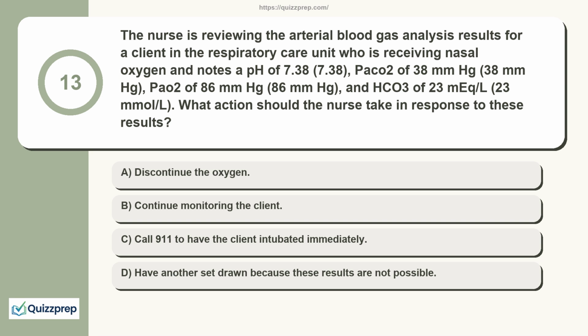Question 13. The nurse is reviewing the arterial blood gas analysis results for a client in the respiratory care unit who is receiving nasal oxygen and notes a pH of 7.38, PaCO2 of 38 mm Hg, PaO2 of 86 mm Hg, and HCO3 of 23 mEq/L. What action should the nurse take in response to these results? Discontinue the oxygen. Continue monitoring the client. Call 911 to have the client intubated immediately. Have another set drawn because these results are not possible.